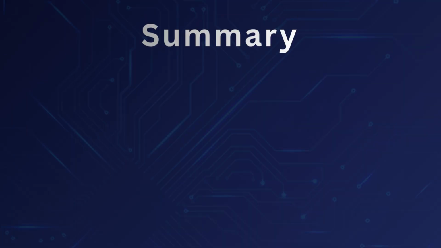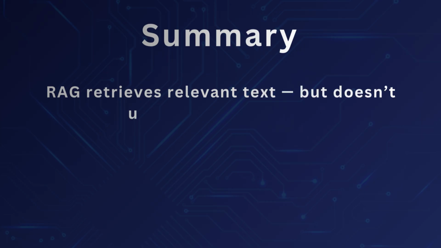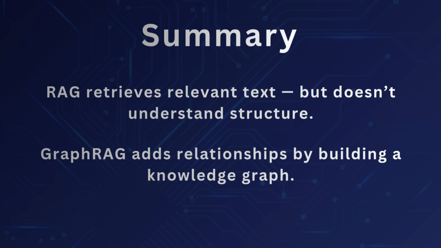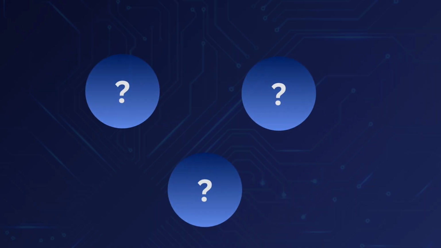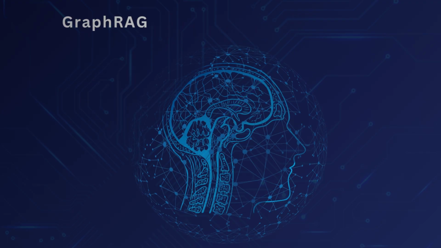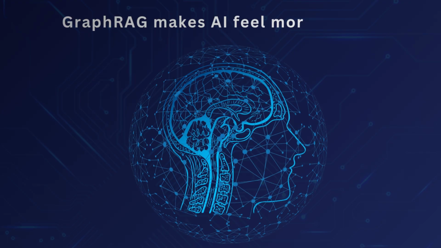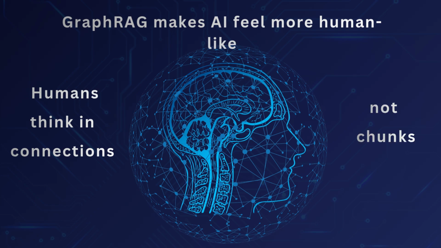Let's wrap up. RAG retrieves relevant text but doesn't understand structure. And GraphRAG adds relationships by building a knowledge graph. This helps AI answer questions that require understanding who relates to whom or what affects what. GraphRAG makes AI feel more human-like because humans think in connections, not chunks.